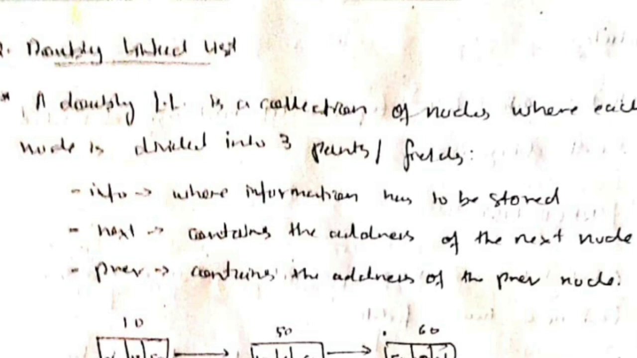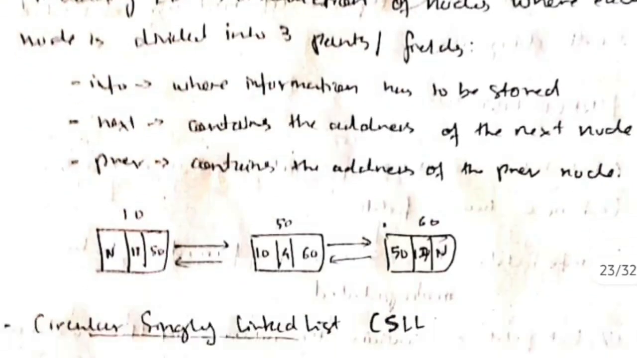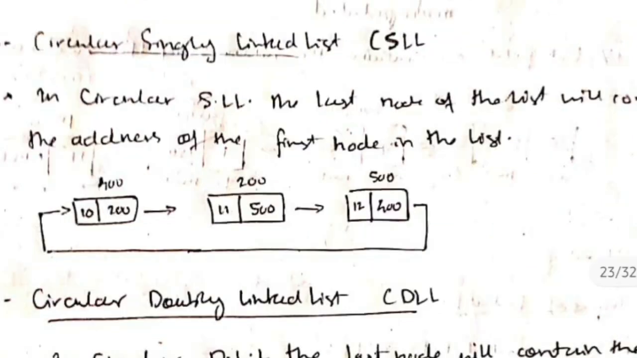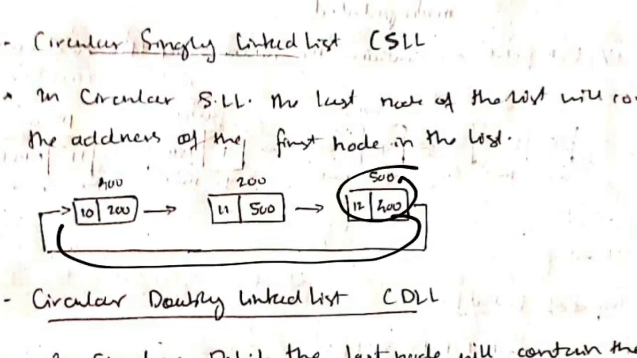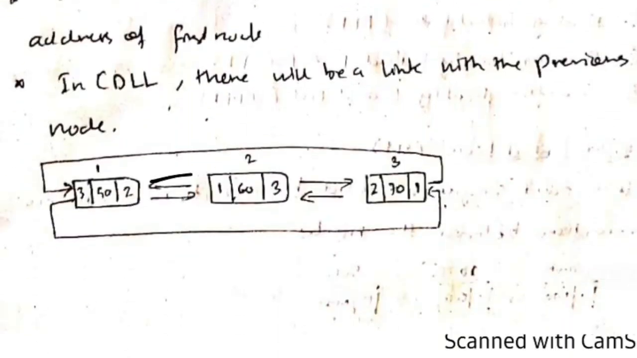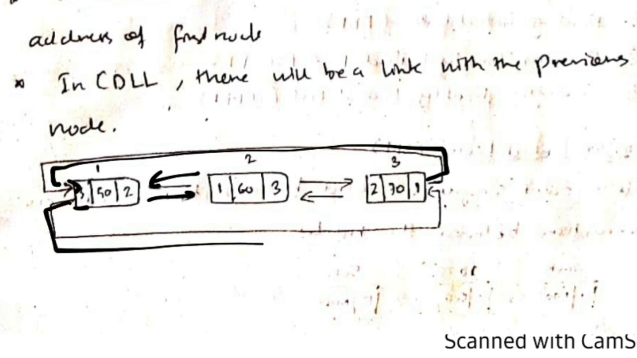The second one is the doubly linked list. That's also the same, but it will have the address location of the previous node also. So each node will be pointing to the next node as well as the previous node. In a circular singly linked list you will have the last node pointing to the first node, and in a circular doubly linked list you will have the previous node's connection and next node connection. And it's circular, so the last node will be pointing to the first node and the previous location of the first node will be pointing to the last node.